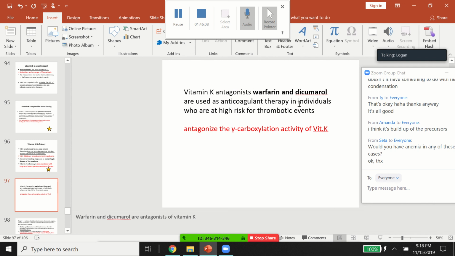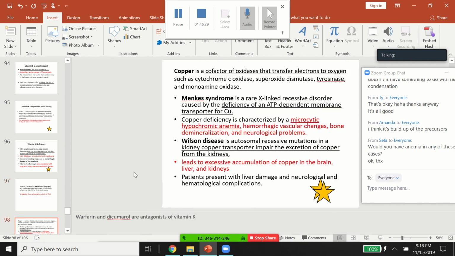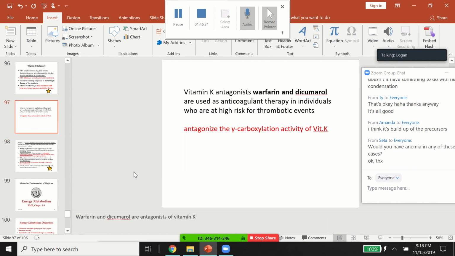Vitamin K antagonists, so warfarin and dicumarol. Warfarin is the one you're typically going to hear most about. What it does is it antagonizes the gamma carboxylation activity of vitamin K. So basically, they're just antagonists of vitamin K. Just keep that in mind. They may have asked something about that, but I feel like it wasn't asked.